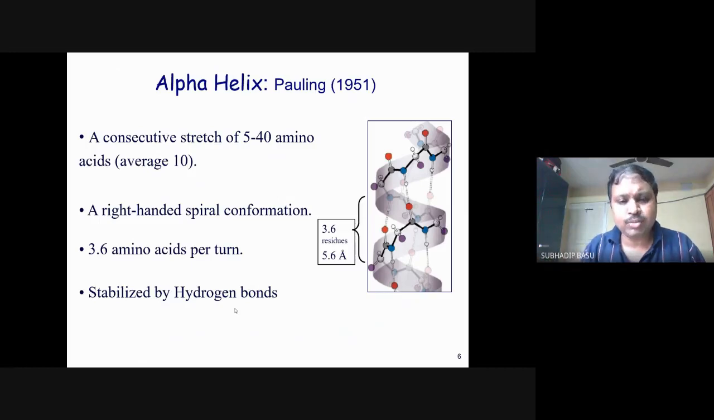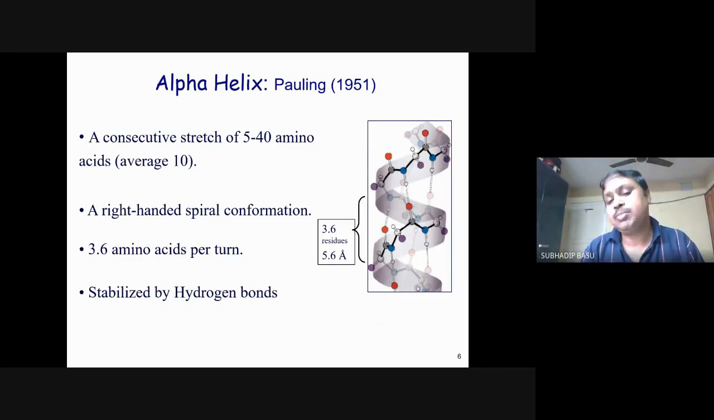Right-handed spiral conformation is usually the structure, and that signifies alpha helix, usually with 3.6 amino acids per turn. You can see dotted lines, which are nothing but hydrogen bonds, and how these hydrogen bonds are actually formed is most important. Even in sheets, you will see hydrogen bonds. In a helix, the formation of hydrogen bonds allows the structure to take a specific form, in this case a helical form.